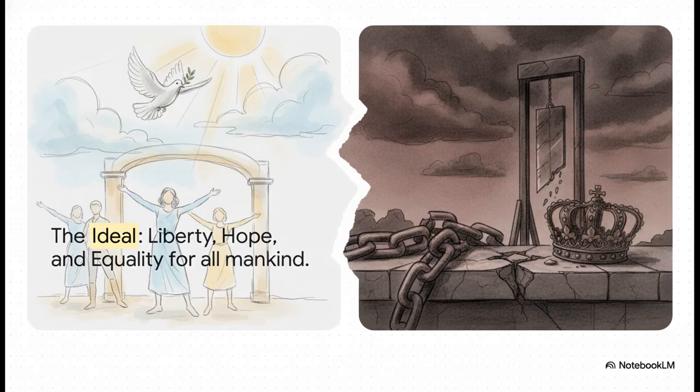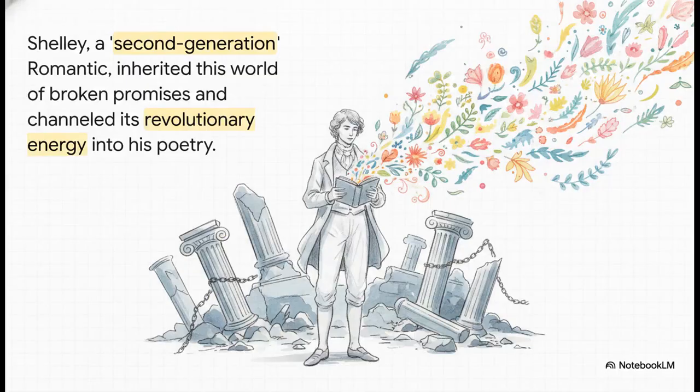All those beautiful utopian ideals of liberty and equality, they got swallowed up by the brutal reality of the Reign of Terror. And this created a huge paradox, a real crisis that the next generation of poets, Shelley's generation, had to figure out how to deal with. And that's exactly where Shelley comes in. See, he doesn't inherit that initial pure hope. He inherits the messy, complex, broken aftermath.